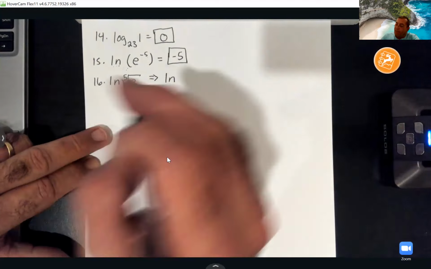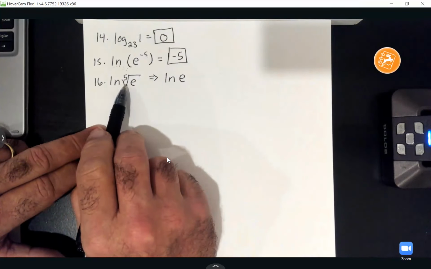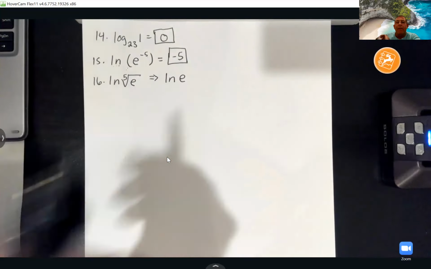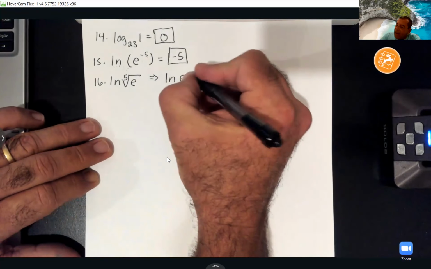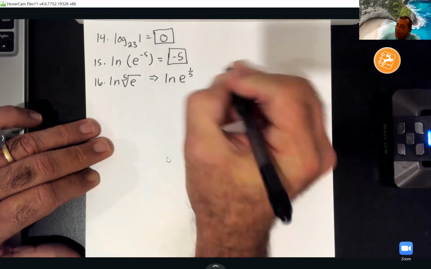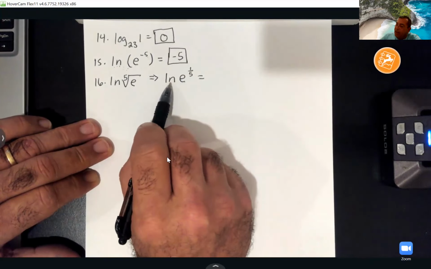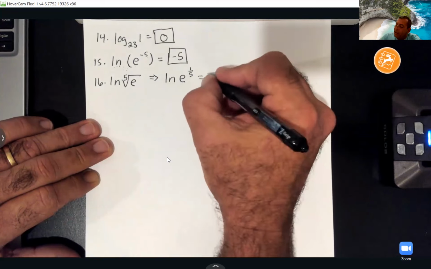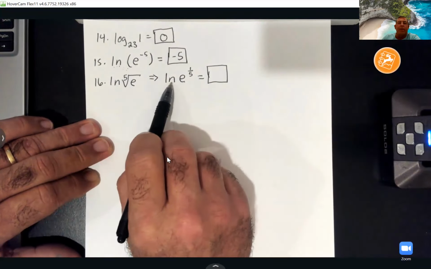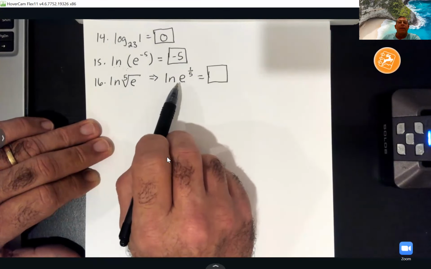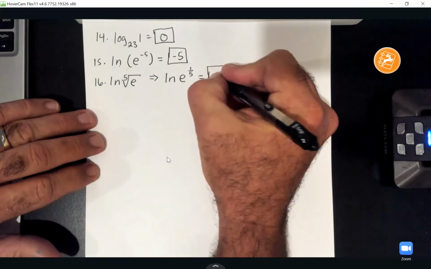Now, here's my e. You want the fraction or the decimal? You want the fraction of that? 1/5? I want the fraction on this. That'll be a 1/5. Good job. So, since this can be rewritten as ln of e to the 1/5, what's the answer? So I got a log base e of e to the 1/5. It's going to be 1/5.